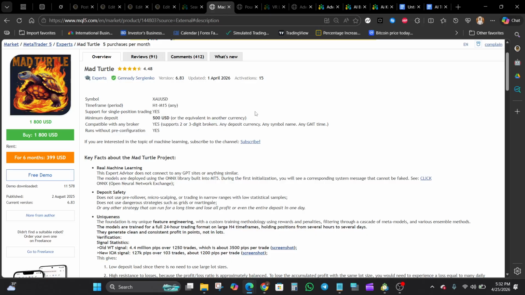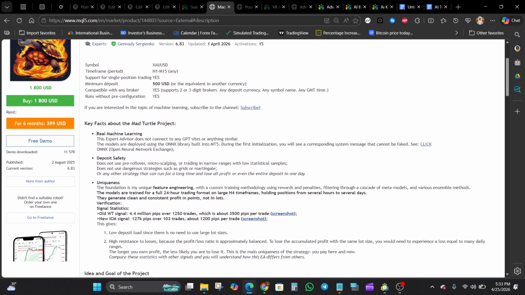One thing that stands out immediately is the strong emphasis on machine learning. The developer claims this EA uses ONNX based models directly inside the MT5, which means it's not relying on external APIs or anything like that. Everything is self contained within the platform.